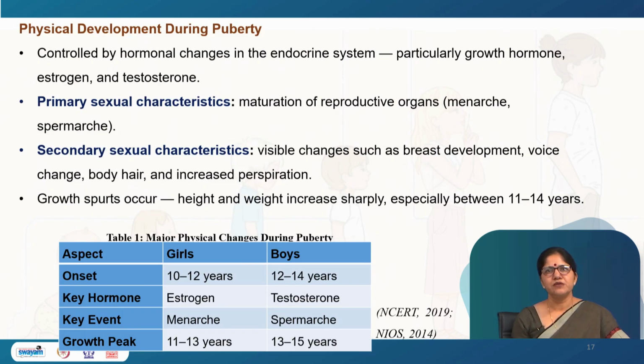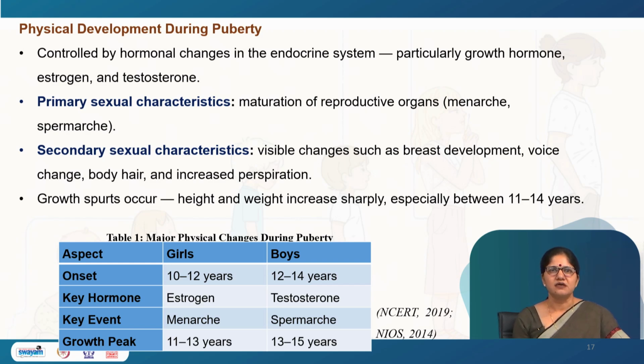Physical development during puberty is controlled by hormonal changes in the endocrine system, particularly growth hormone, estrogen, and testosterone. Primary sexual characteristics involve the maturation of reproductive organs, with menarche in girls and spermarche in boys. Secondary sexual characteristics are visible changes such as breast development, voice change, body hair, and increased perspiration.